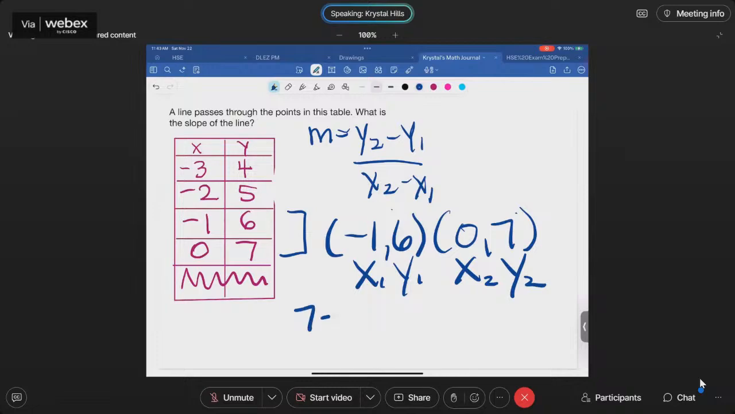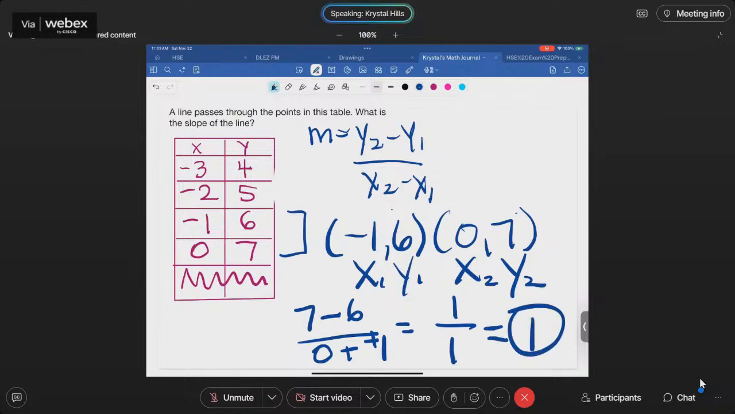Y2 minus Y1 over X2 minus X1. Minus negative means a positive. 7 minus 6 is 1. 0 plus 1 is 1. Boom, my slope is still 1. Doesn't matter which one you do, you're still going to get the same answer. You just have to make sure you are keeping up and paying attention to what you are doing.